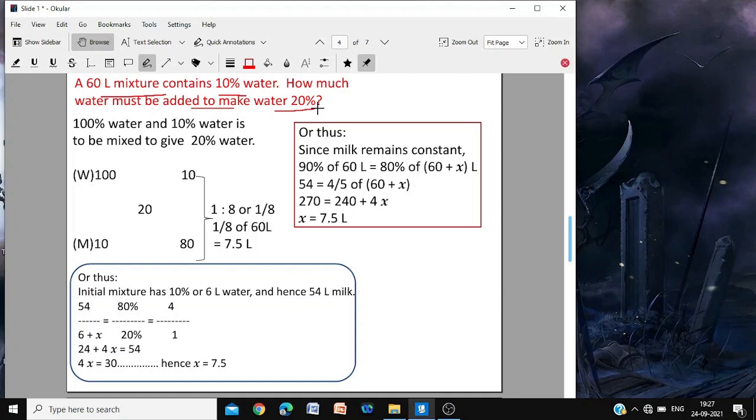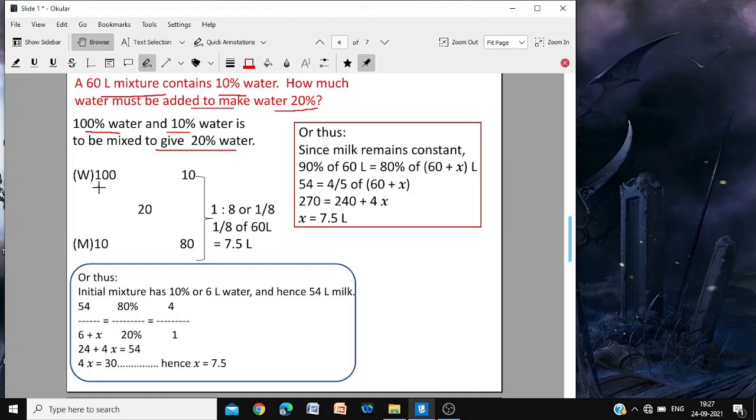Now, we are solving it by 3 different methods, and we show you that cross difference is the easiest and simplest method. So what you are doing is mixing pure water, that is 100% water, and the mixture with 10% water, and the net should be 20% water.